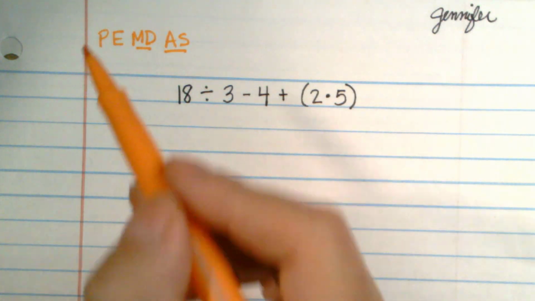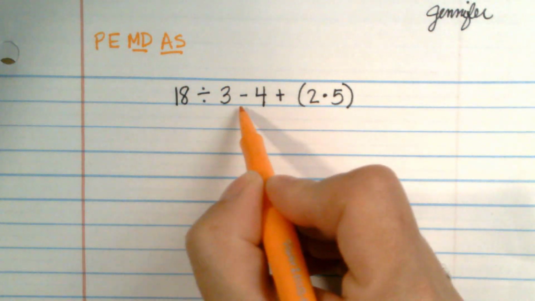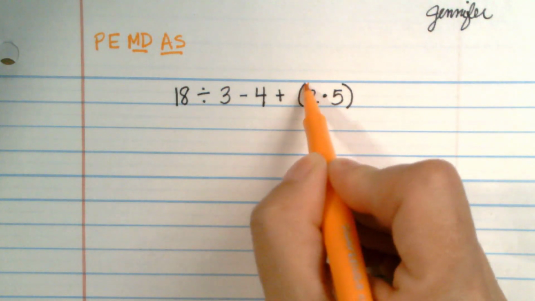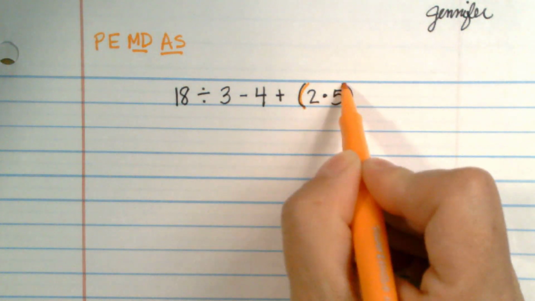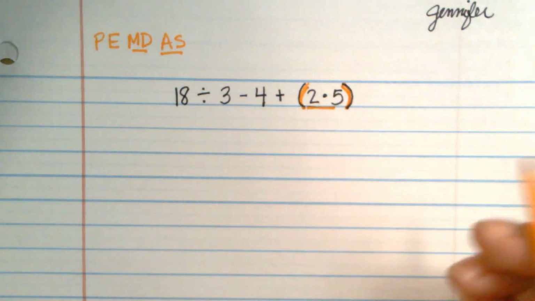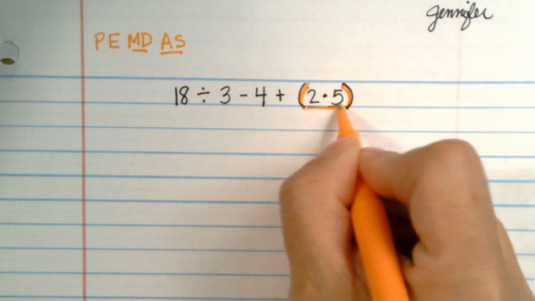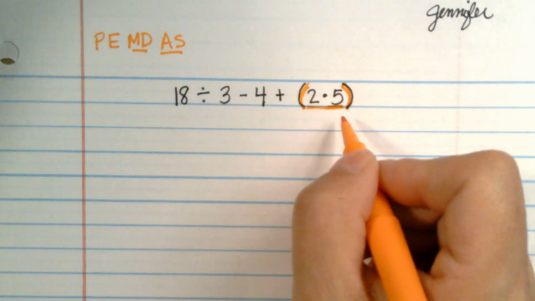So I know that I need to start with parentheses first. I come and I find, does this have parentheses? Yes, it does. So this is the first one I'm going to do. Say out loud what this problem is. Hopefully you said 2 times 5. So this is the first thing I'm going to do or solve.